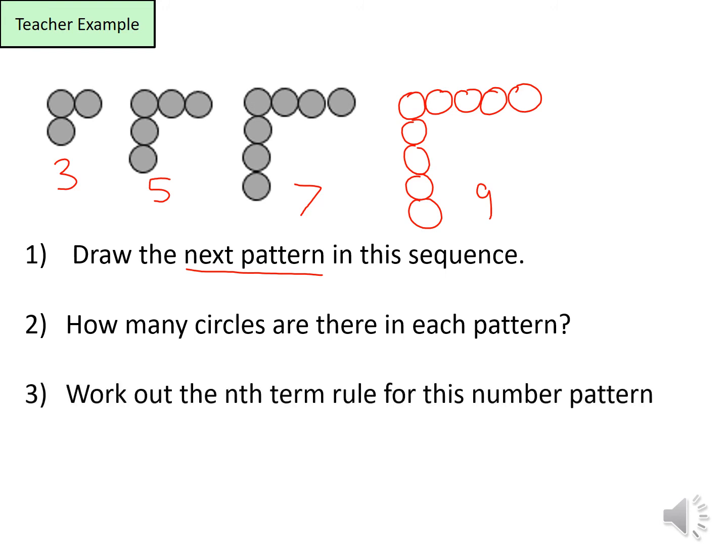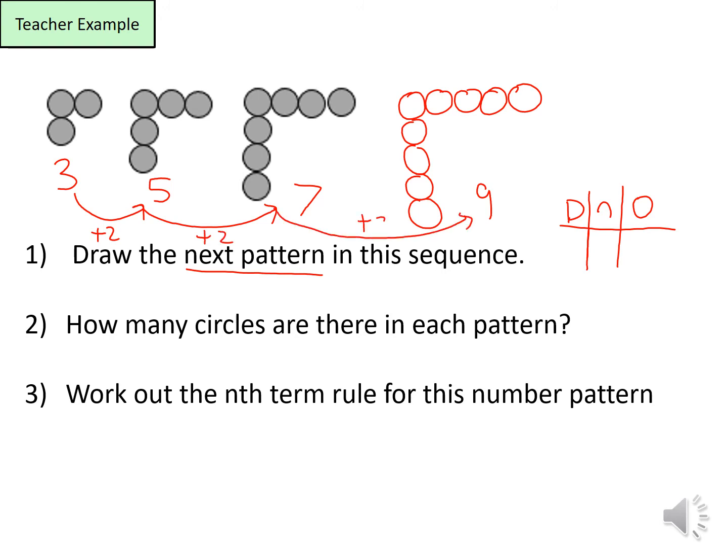Okay, so work out the nth term for this number pattern. As you can see, you have your number pattern 3, 5, 7 and 9. To do this, you need to work out the nth term rule using the DNO method. Remember, D is the difference, so the difference of each term is plus 2, plus 2, plus 2, so the difference is 2. Now the n keep the same.